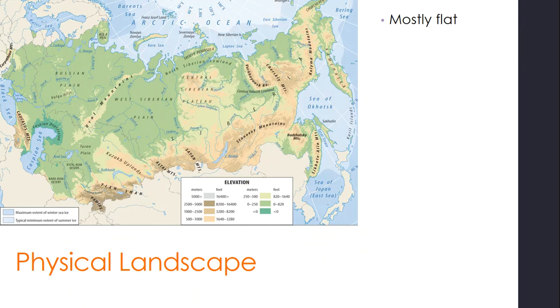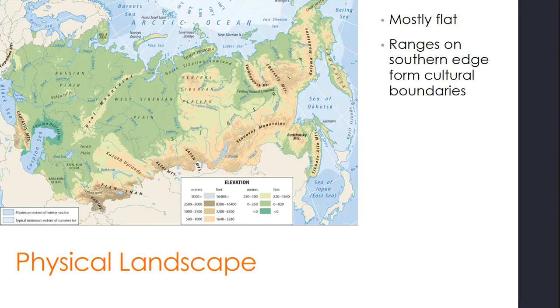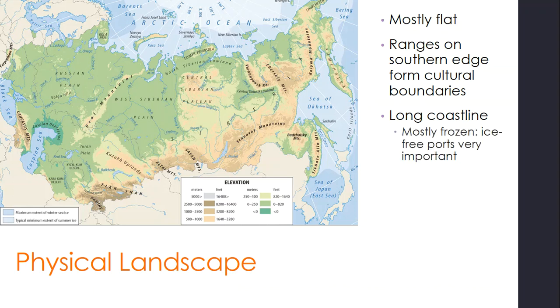We talk about the physical landscape of the region. It is mostly flat. You can see giant plateaus across the area as well as plains. There are mountain ranges on the southern edge that really form a strong cultural boundary between Russia and the rest of Asia. It has an extraordinarily long coastline, just like Europe does, except one of the big differences, it is mostly frozen. So the ice-free ports are very important in the region because the vast majority of the north is completely frozen. It also includes the Caspian Sea, which is the world's largest lake.